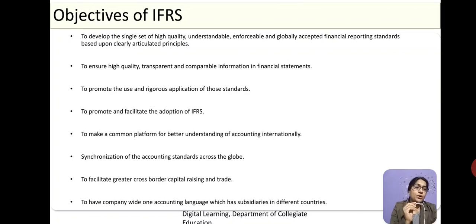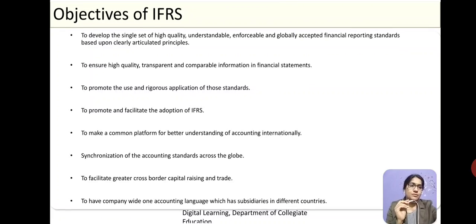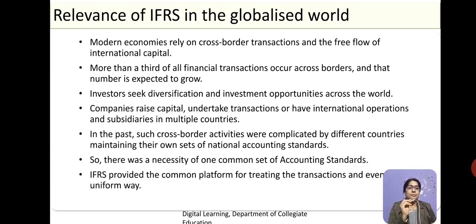And the most important, last but not the least, to have a common language. Like you all know, accounting is the language through which business speaks. So here, if it is a common language, then better understandability of the reports can be achieved. So that's the main objective of IFRS.